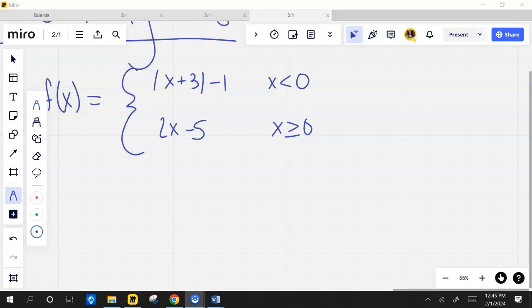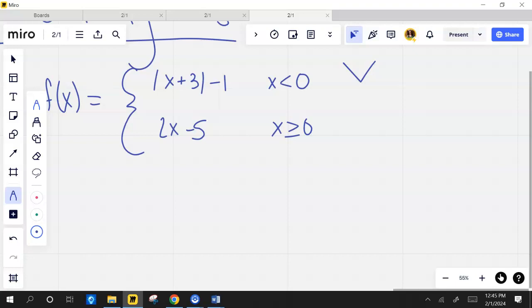All right. Think about the absolute value. What's it look like? Absolute value. A V, right? So this is going to be a V going up, but it's been shifted which way? Down and left, okay? Left 3, down 1. Everybody okay with that? All right.